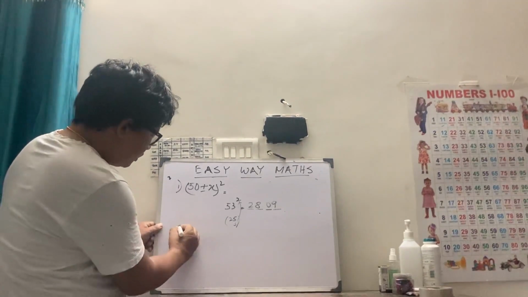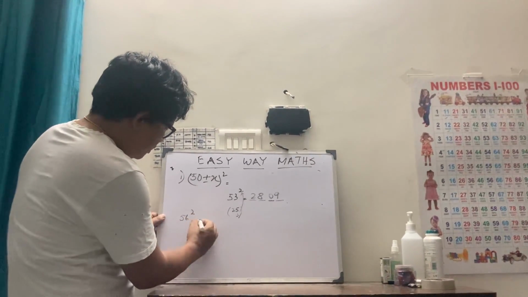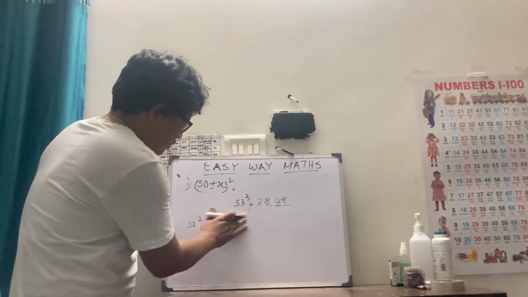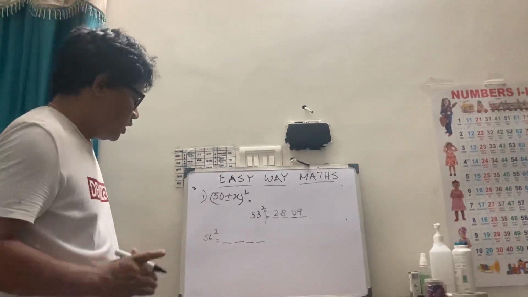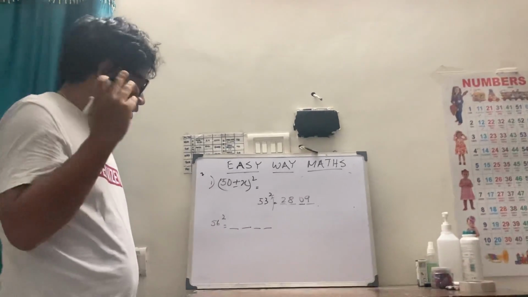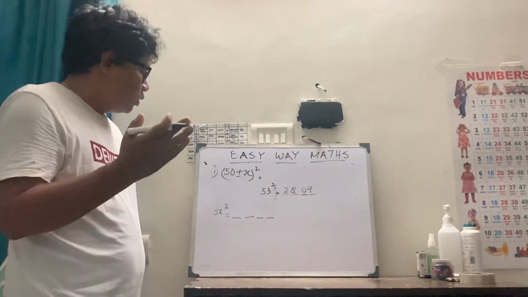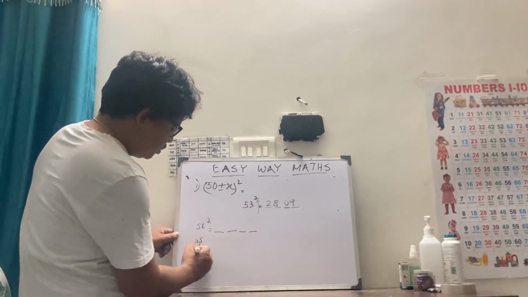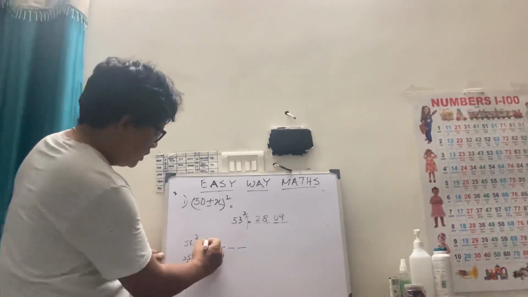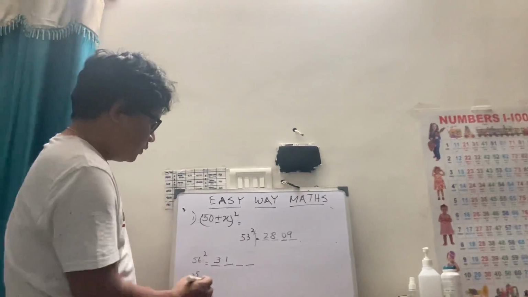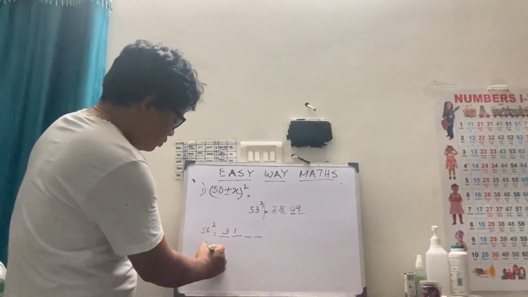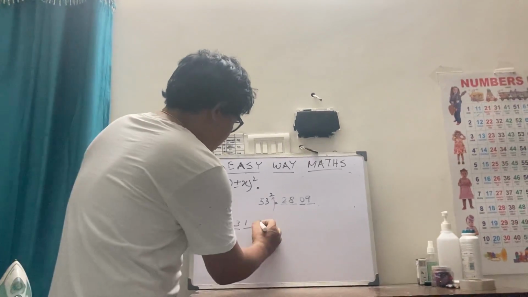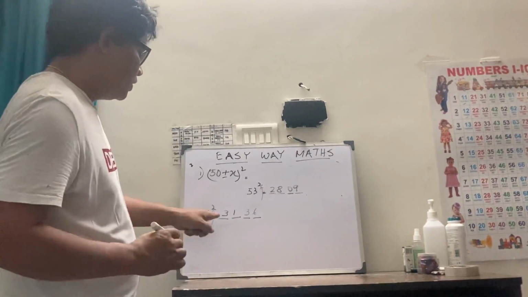Say 56 square, right? 56 square is a 4-digit number. The first thing that we'll do is keep 25 in our mind. Now we will add 6 to 25, as 56 is more than 50 by 6. 25 plus 6 is 31. Now the last two digits, as I said, are going to be 6 square. So what is 6 square? 6 square is 36, right? This is the answer.